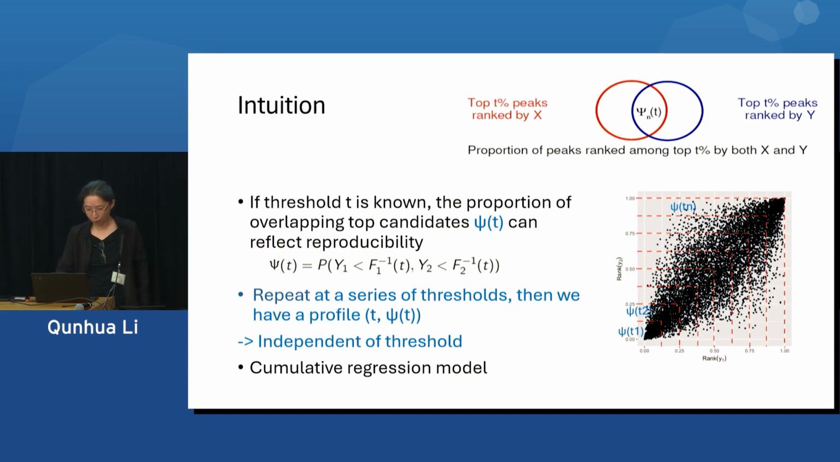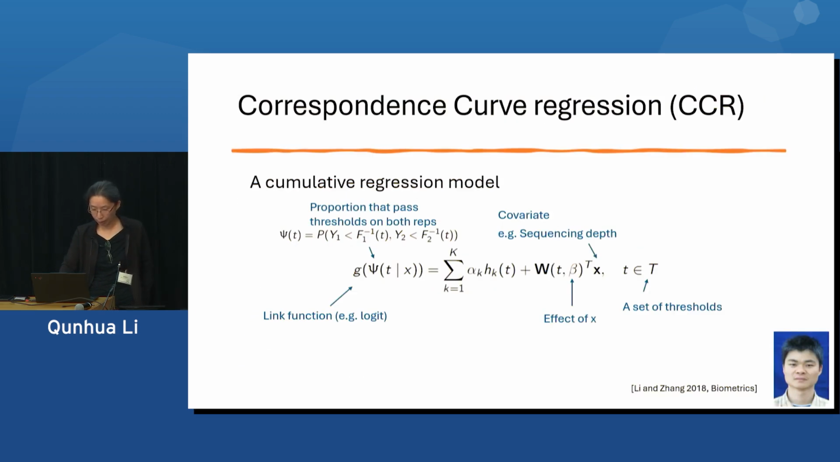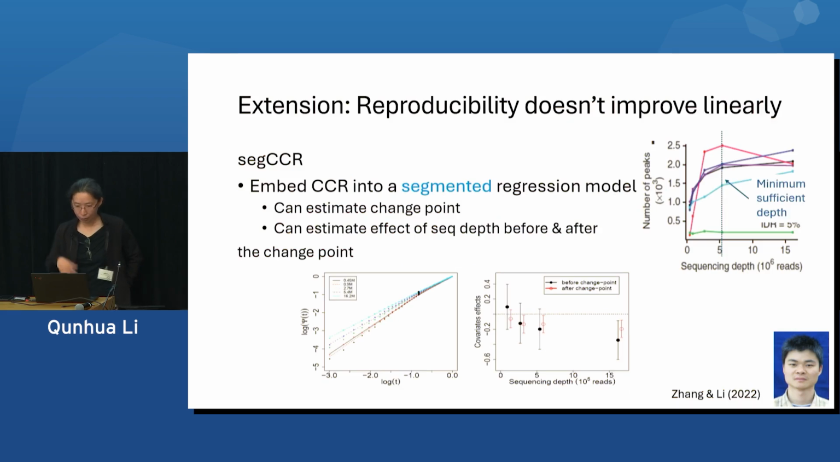And then we extend the model to one that can take care of reproducibility on the y-axis. So this is how our model looks. As you can see, here is the part that takes care of reproducibility, and on the right side it's kind of like a standard regression model with some changes. I will not go into the details on this. We call that correspondence curve regression, and we also extended this in two directions.